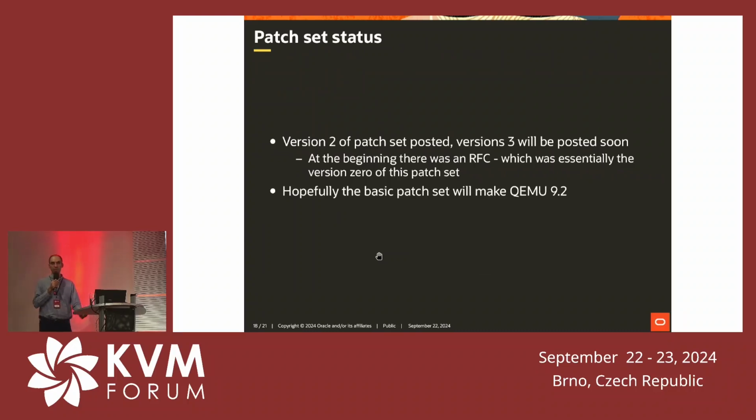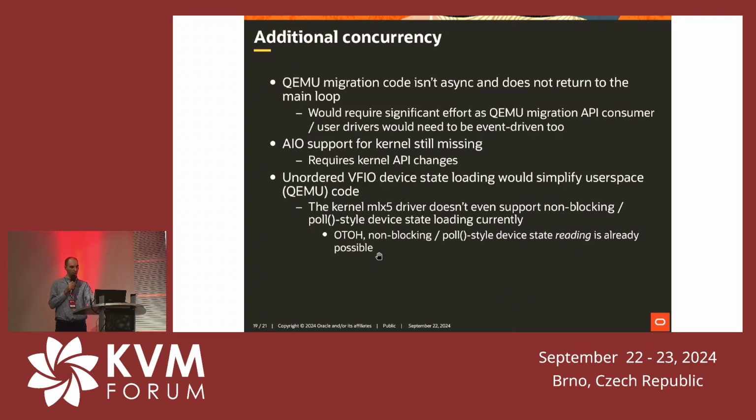So what's the status of the patch set? The version 2 has been posted. Version 3 will be posted soon. Hopefully this will make QEMU 9.2, but we'll try as much as possible, but this is our target right now. There are also some issues with the current QEMU migration code, because it's basically synchronous code that doesn't return to the main loop until everything is done. That severely makes it harder to introduce any performance benefits.